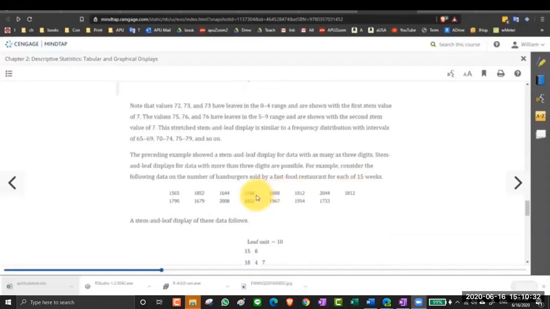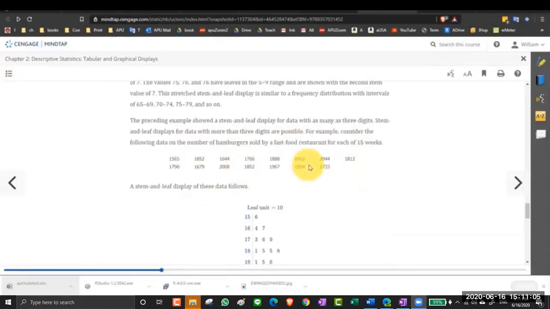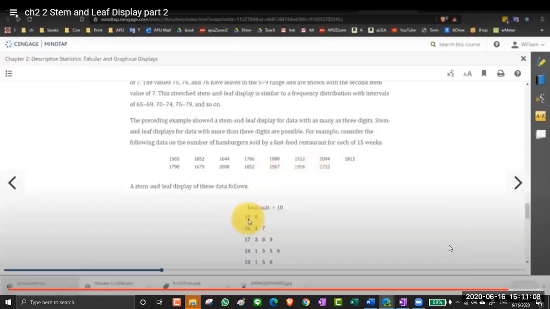And here they point out that with larger numbers, you can still do this. So the preceding example showed a stem and leaf display for data with as many as 3 digits. Stem and leaf displays for data with more than 3 digits are possible. For example, consider this, which is the number of hamburgers sold by a fast food restaurant for each of 15 weeks. So we have this data, and so I guess they're representing 15.